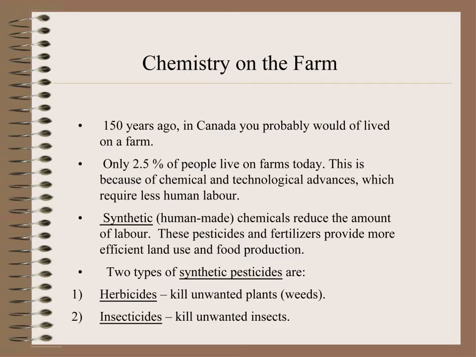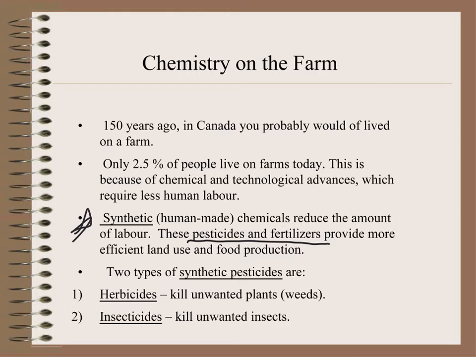And most likely, the underlying answer is going to be through the ideas of chemistry, through buildings of plastics, that we get the technologies that we use to make our life a lot easier. One of the important definitions that I want you to be aware of here first is synthetic chemicals. So these are human-made, so synthetic means human-made, reduce the amount of labor. So in relation to being on a farm, if we're looking at synthetic chemicals, we are talking about pesticides and fertilizers. And these provide more efficient land use and food production because you can get things to grow a lot better, you can keep the bugs away, you can keep the disease away.